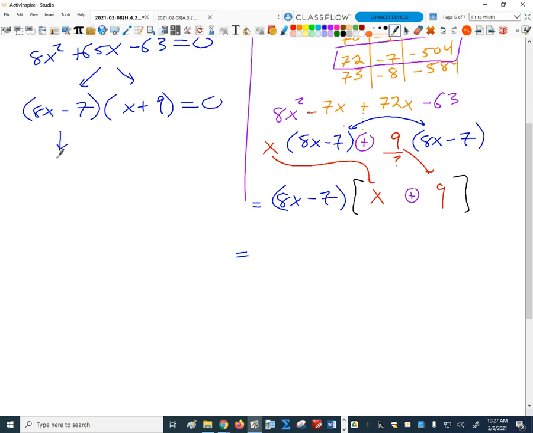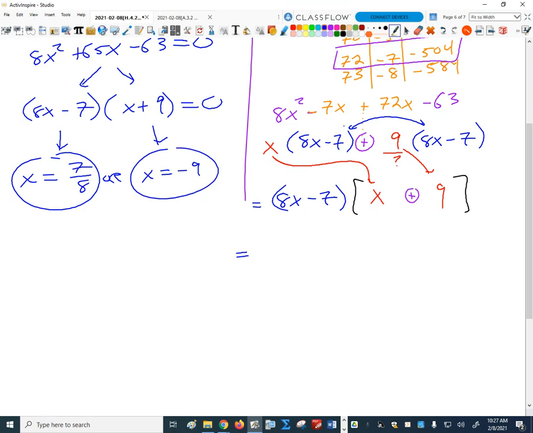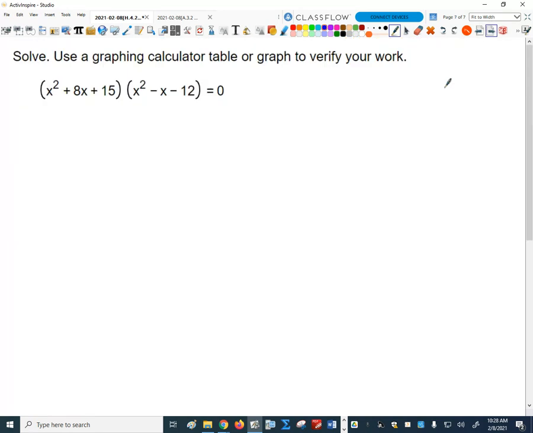So now we can apply the zero product property and solve for x, and I get 7/8. I'd add 7 and divide by 8 if I set that equal to 0 and solve. Or -9, right?